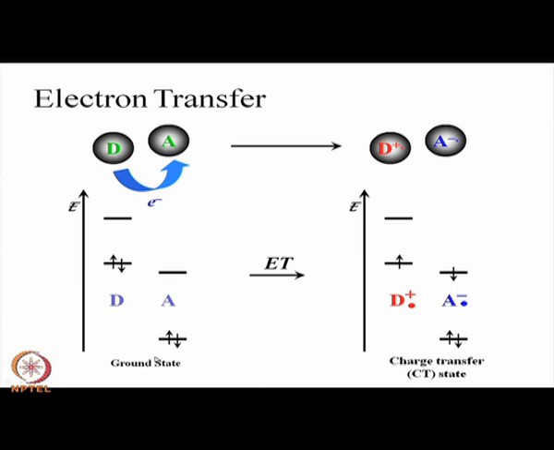Till now we have not utilized anything like a photon. Suppose the situation is such that the acceptor state is not here, but somewhat up over here. Then this direct transfer of electron from here to here may not take place because of energy considerations.